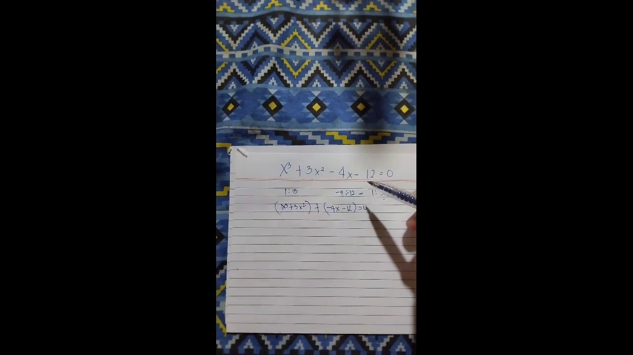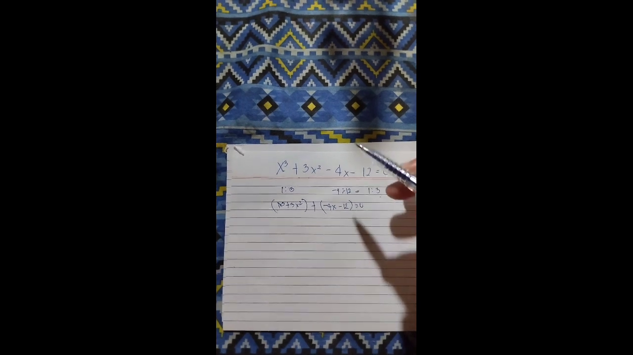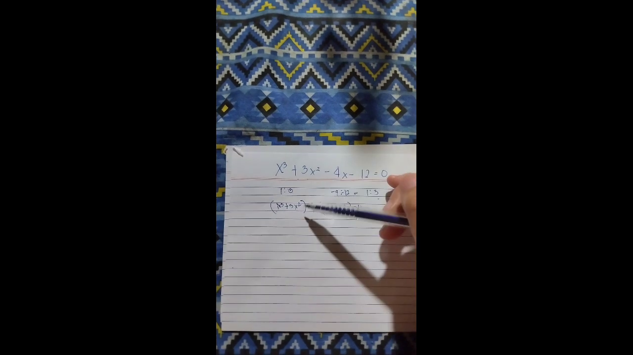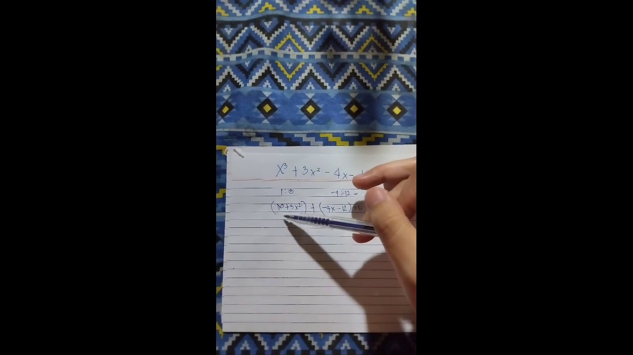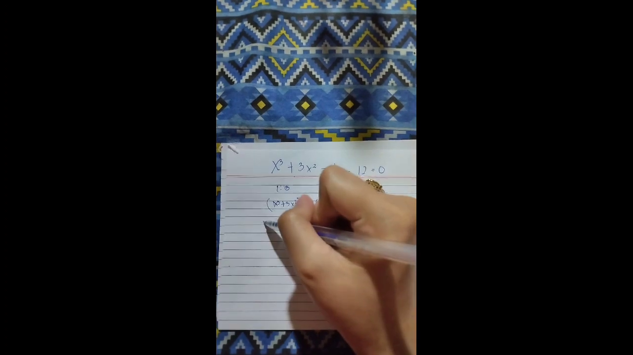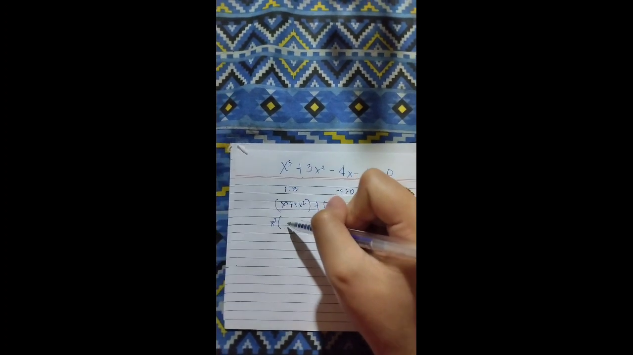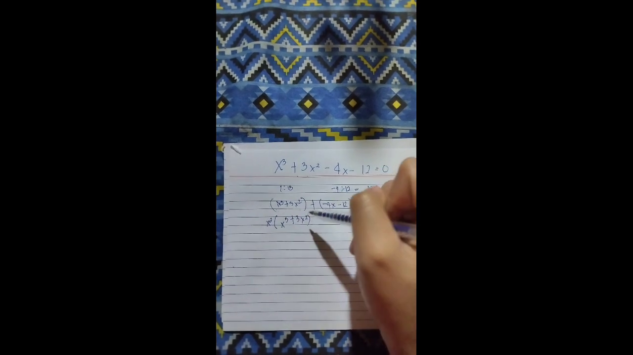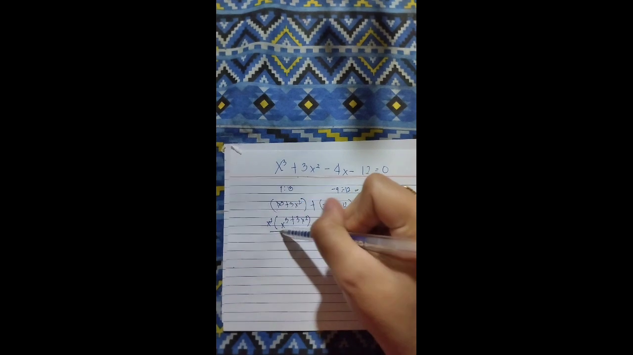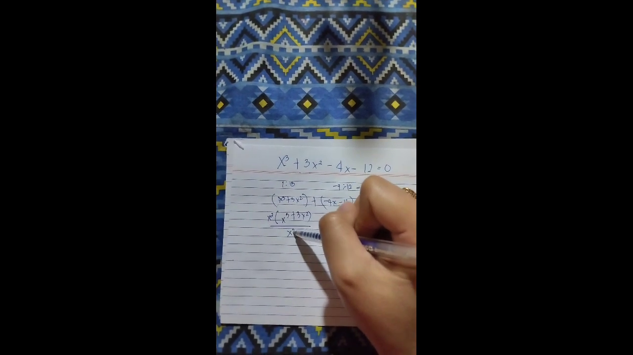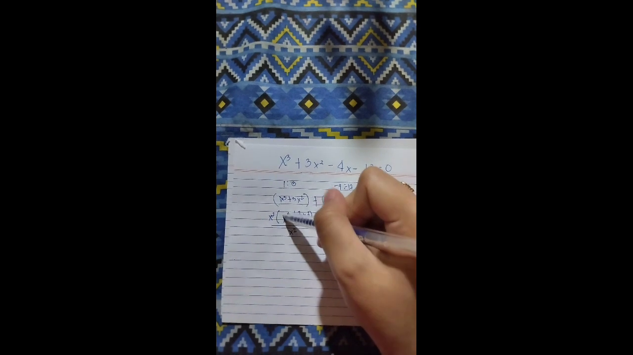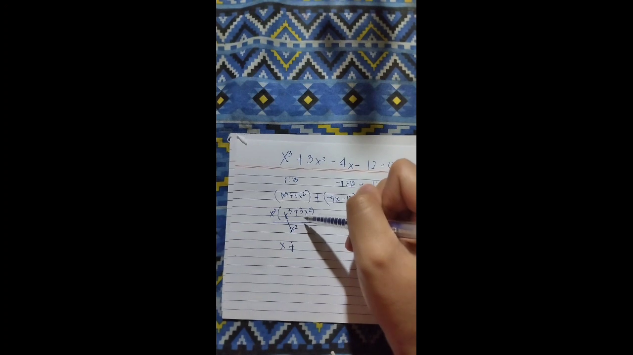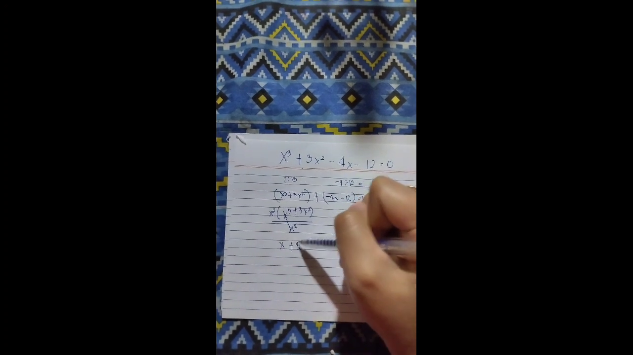As you notice, the equation has a common monomial factor, which is x squared. So let's just put the x squared outside the parenthesis and multiply it. x cubed plus 3x squared, divide x squared. So we have x plus 3.